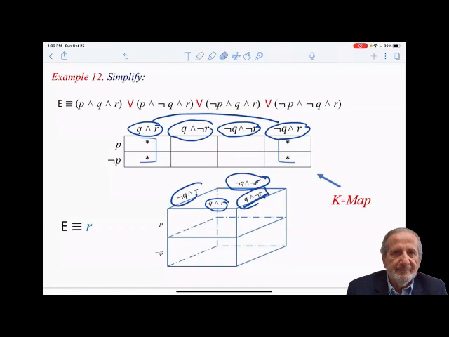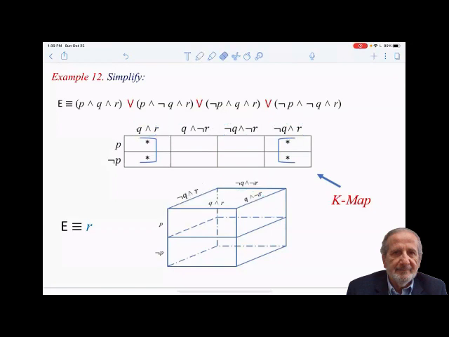So now, when you do that, let's screen this here so we can see better. So when you do that, what happens is you're going to be here, P cancels not P. On top, you have Q cancels not Q, and you're left with only R.